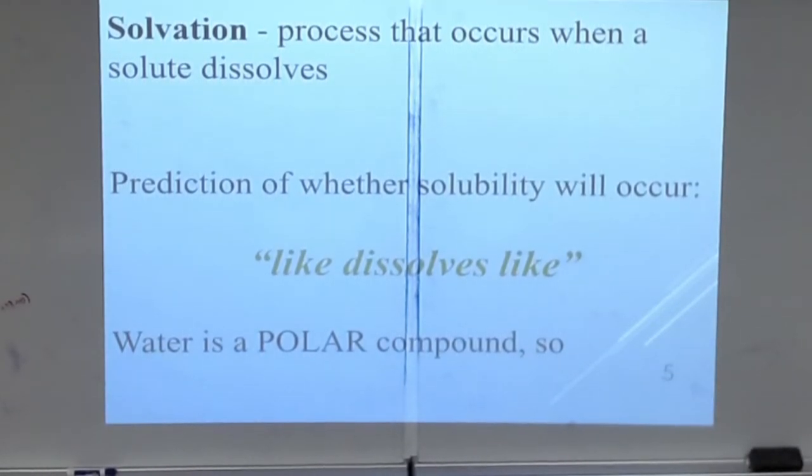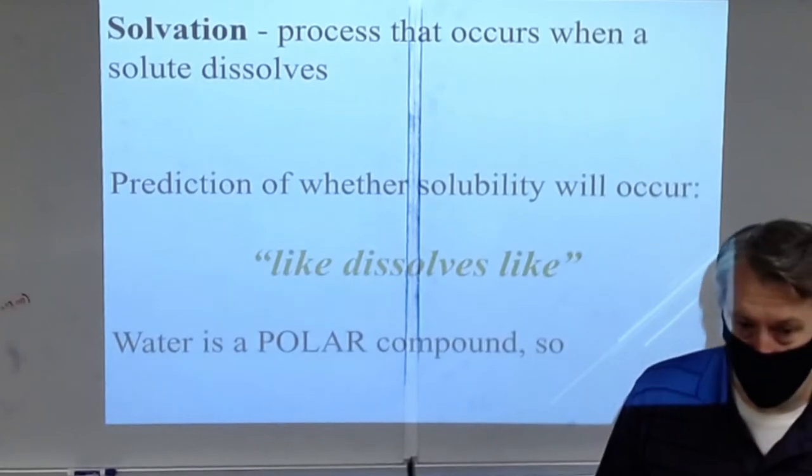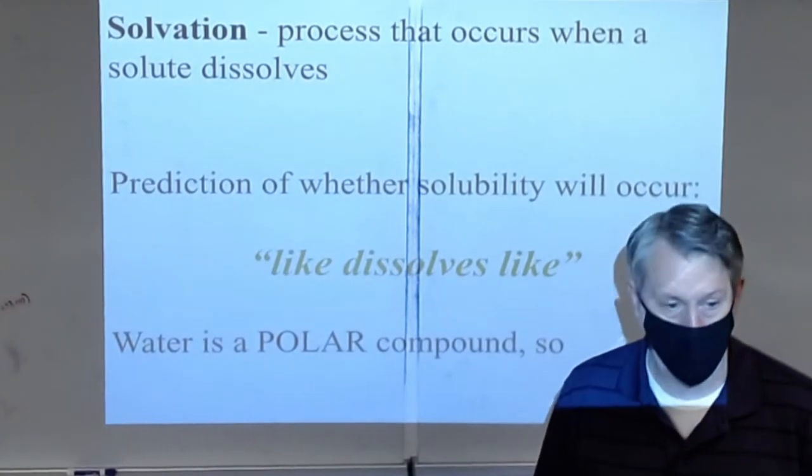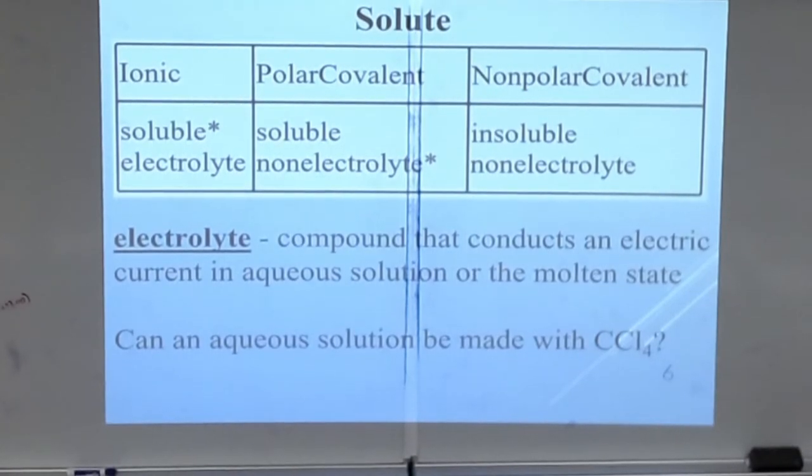Make sense? If I ask you, will this dissolve in water, you're going to need to figure out if it's polar. And the way you figure out if it's polar is to write the Lewis dot structure. So, ionic compounds, they're going to be soluble to some degree. And we're going to be talking about solubility rules.